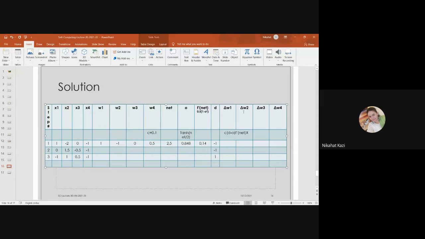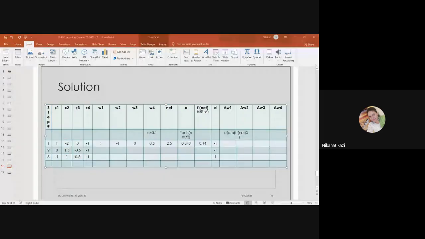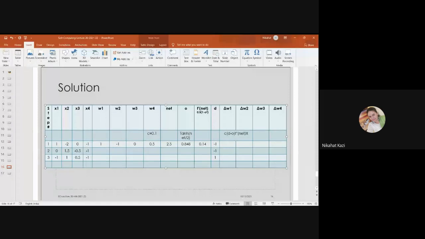Similarly for this, you will multiply all these with x2. So first you compute this C into D minus O into F dash net. Whatever you get, note it down and keep on multiplying with the individual values. What is the answer? Delta W1. It takes a while to solve this. That is what I am telling you. You need practice.